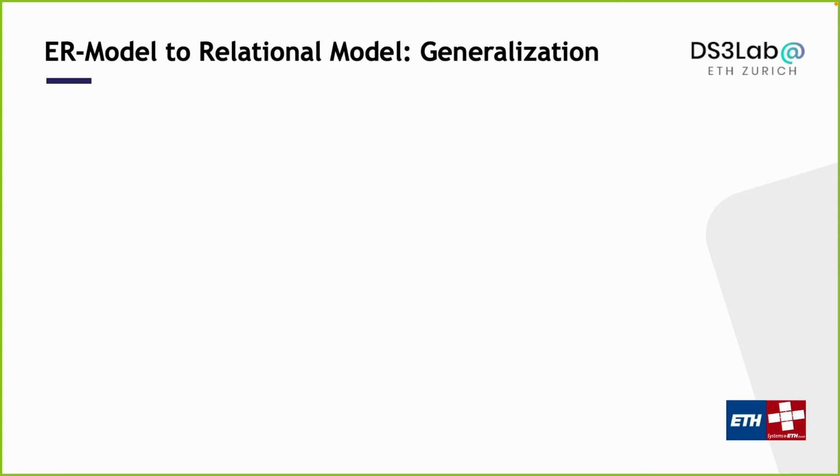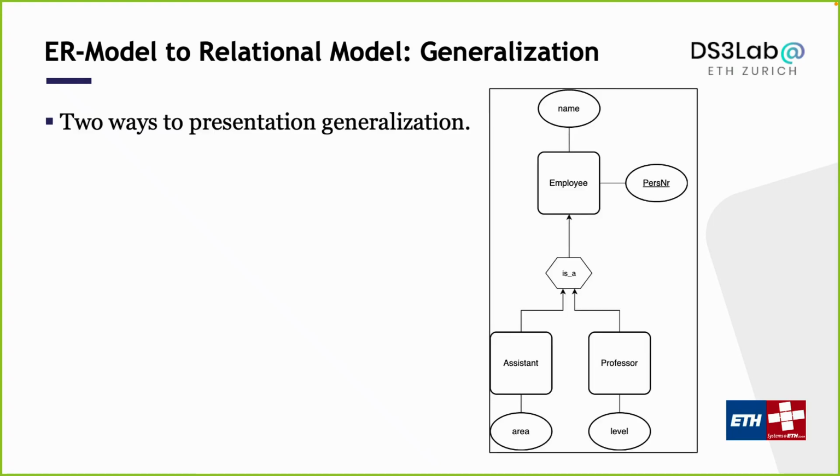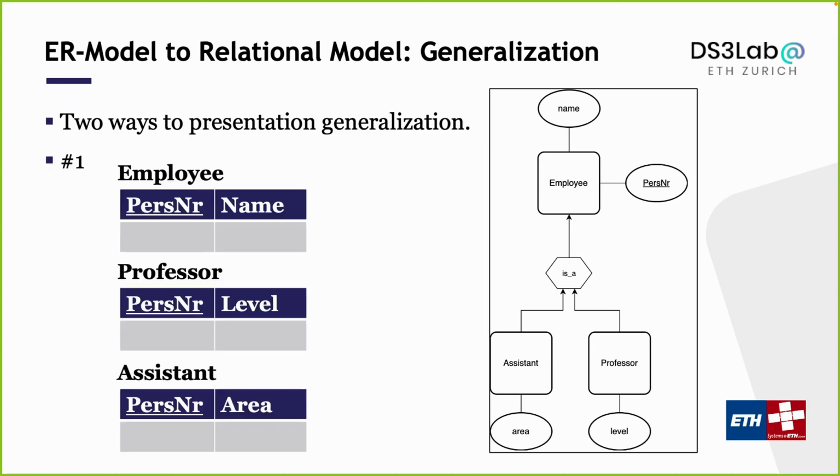So generalization is not as tricky as cardinality, but something you need to think about. Assuming we have assistant and professor, and they are all employees, with this ISA relationship connecting these three different entities. How can we do the translation? There are actually multiple ways. This is one way. You can say employee has the primary key personnel number, and assistant and professor will also have that key.